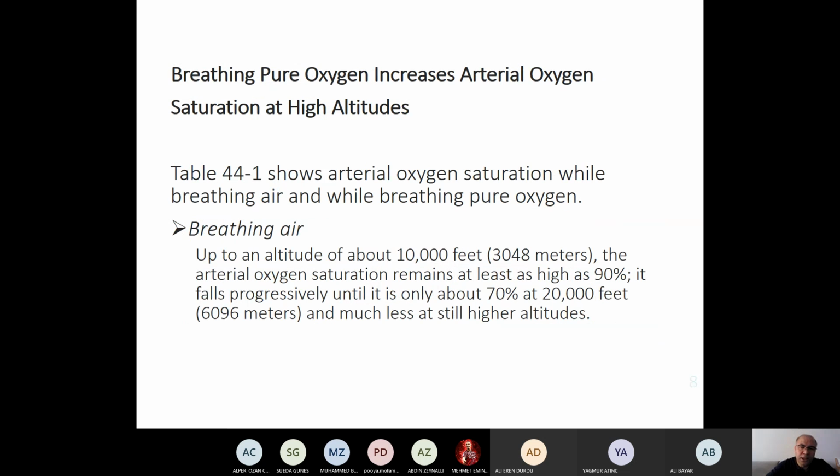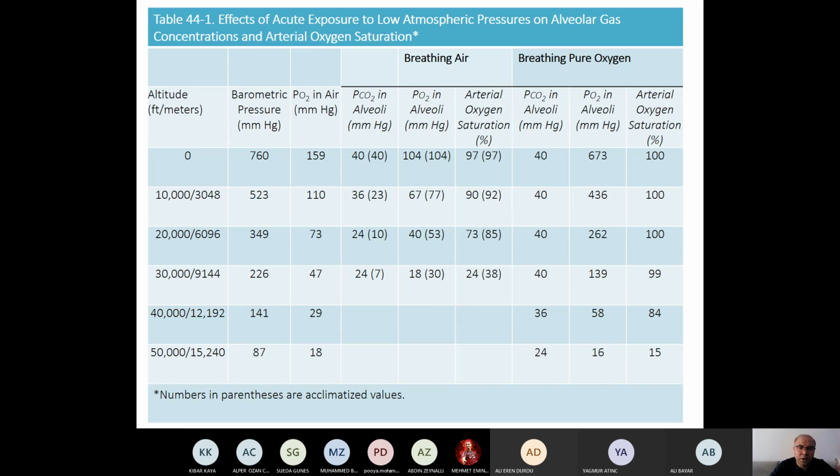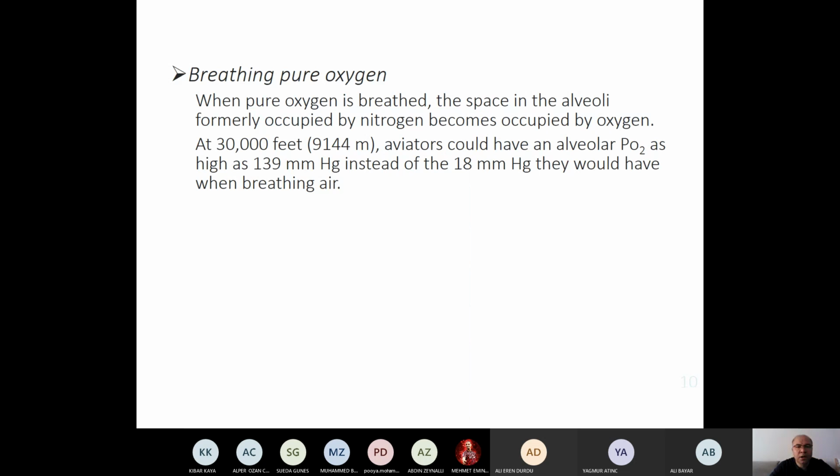Breathing pure oxygen increases arterial oxygen saturation. Yes, we have seen it in the table. We have just examined the values. Up to an altitude of about 10,000 feet, I mean 3,000 meters, the arterial oxygen saturation remains at least as high as 90%. It falls progressively until it is only about 70% at 20,000 feet or 6,000 meters, and much less at still higher altitudes. Okay, we have just seen this table.